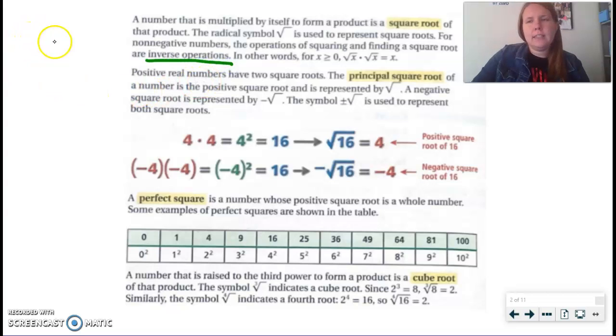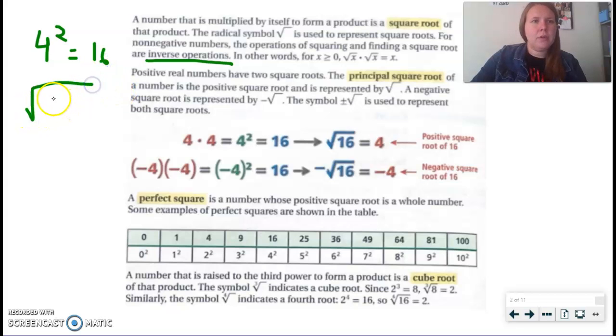So say, for instance, let's take 4 squared. If I found what 4 squared is, it is 16. If I want to undo that, or inverse it, I use my square root sign. I find what times what gave me 16. 4 times 4, so your answer for the square root of 16 is 4.